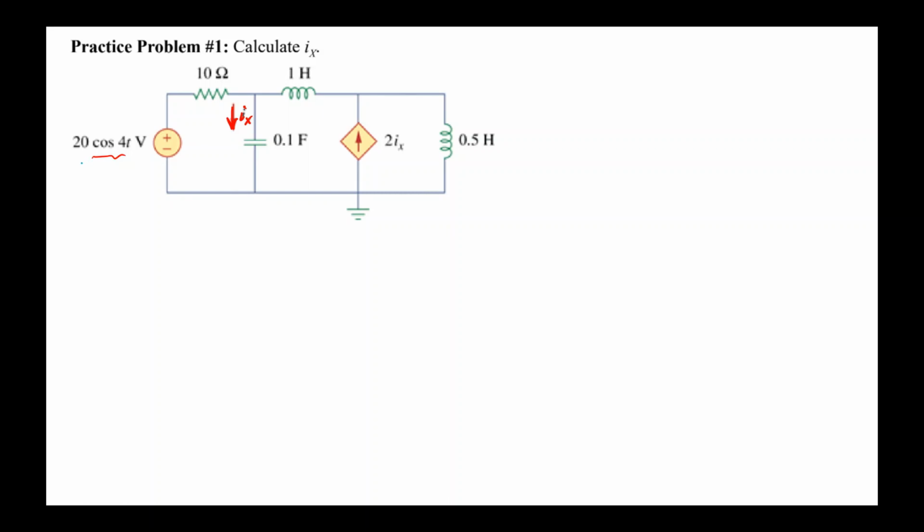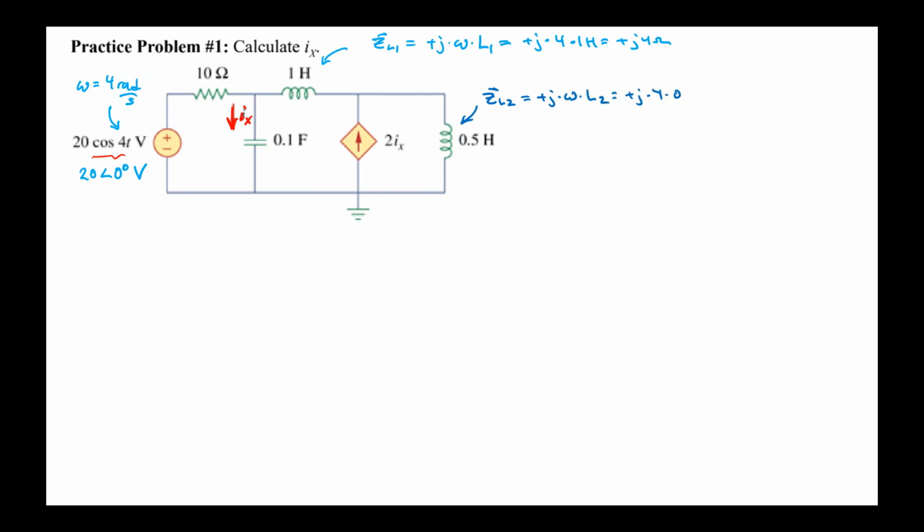First, let's convert the source into phasor. We can write this source as a phasor voltage of value 20 angle 0 degrees volts. Noting that the source has a frequency where omega equals 4 radians per second, I can calculate ZL1 for the 1 Henry inductor. ZL1 is going to be plus J times omega times L1, which is plus J times the 4 radians per second times the 1 Henry. That's plus J 4 ohms. I can similarly calculate ZL2 for the 0.5 Henry inductor, which will be plus J times omega times L2, which is plus J times the 4 radians per second times 0.5. That comes out to plus J2 ohms.